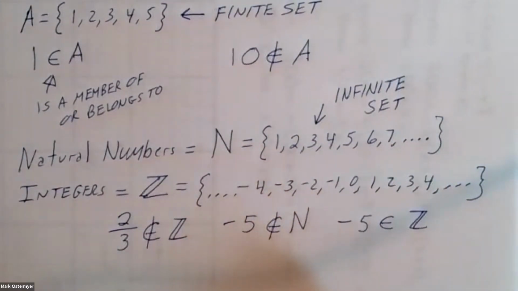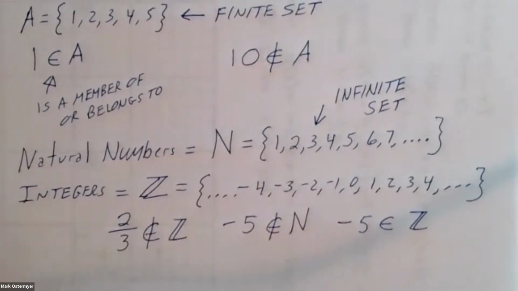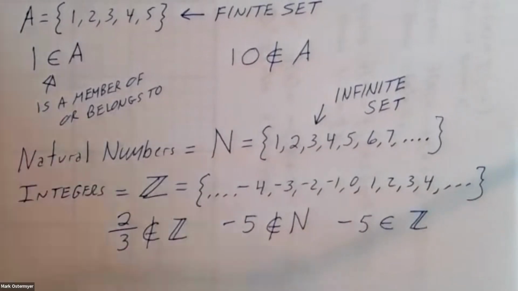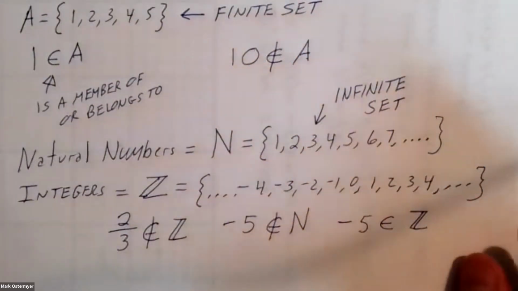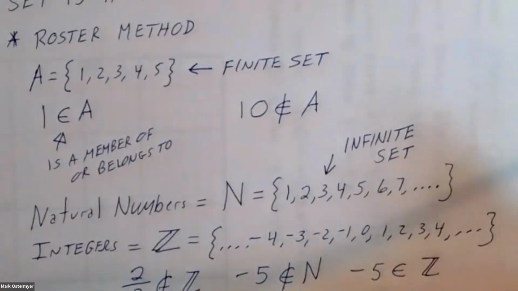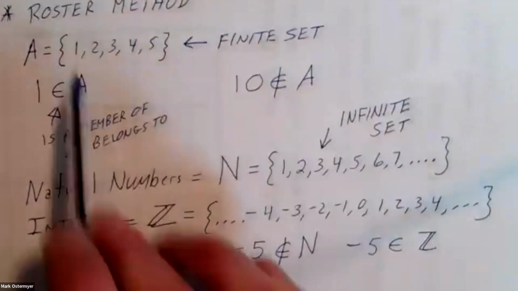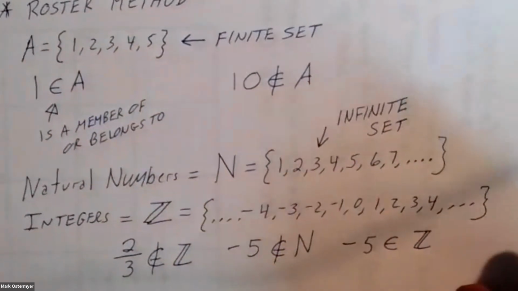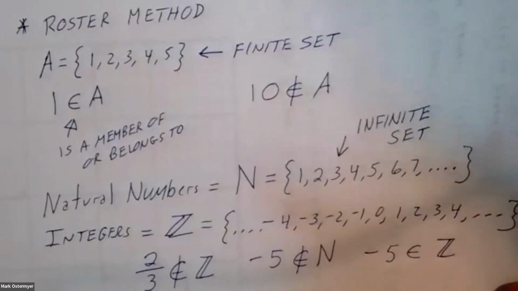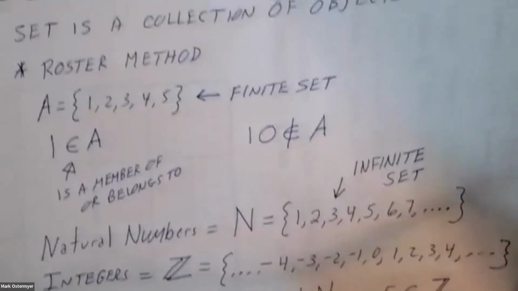Any questions with any of this symbolism surrounding sets so far, ladies and gentlemen? So that's the roster way of representing sets by enclosing the elements of the set within braces, whether the set is finite or infinite. All right, any questions about this page?